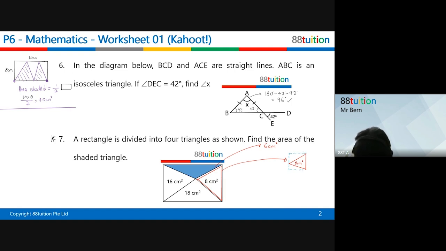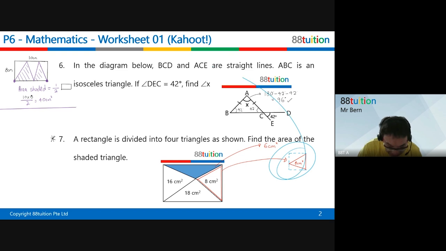Can you see? So this one is something like this one. The shaded 8 is actually half of the entire rectangle. Which means that these two together is also another 8. Is that okay? Which means that the area of the entire rectangle, the whole thing, rectangle, not triangle, is equal to 8 plus 8, which is equal to 16 cm squared.